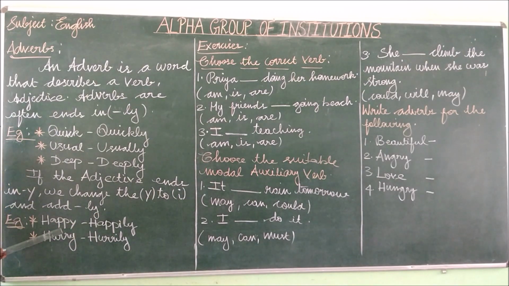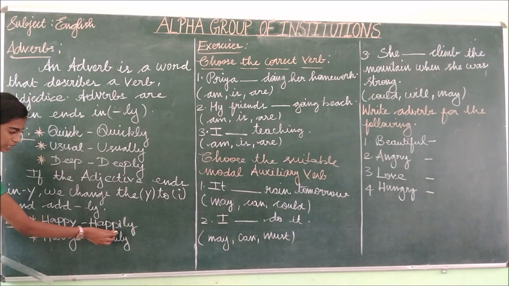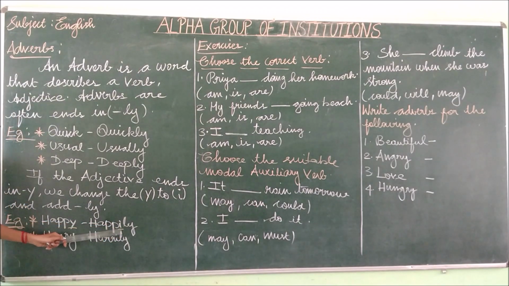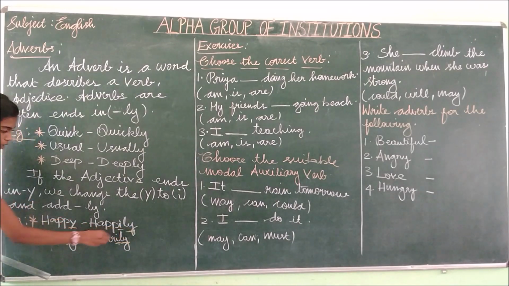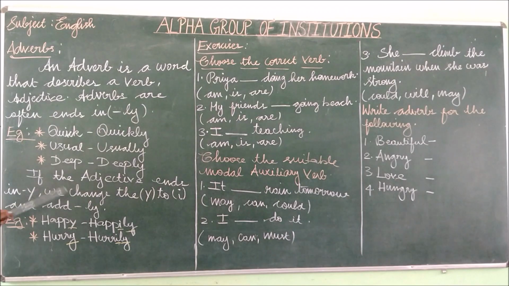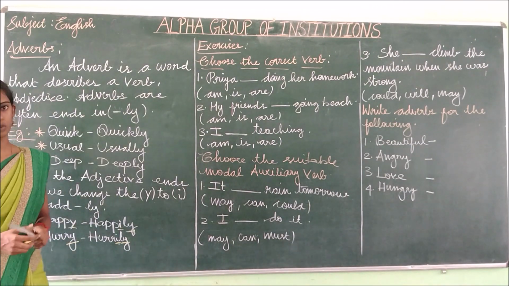So look at the example here. Happy, happily. The word has ended with the letter y. So what have we done? We have removed the y, and instead of this y, we have added i and ly. Likewise, hasty, hastily. It has ended with the letter y, so we have removed it and added i and then ly. Have you understood what is meant by adverb?